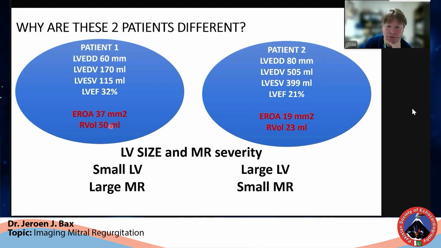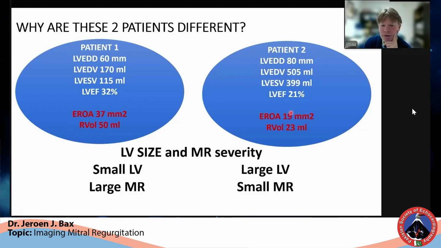Look at this one versus that one. This is the second patient, the patient with an EDD of 80, an end-diastolic volume of 500, a systolic volume of 400, and an EF of 21%. This leaking hole is small, and the volume is only 23. This is a large ventricle with a relatively small MR.